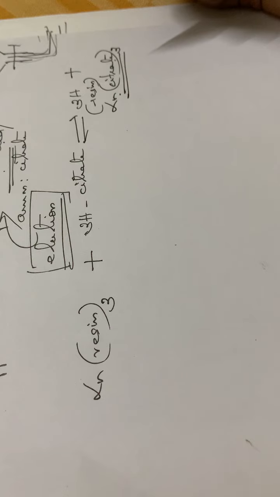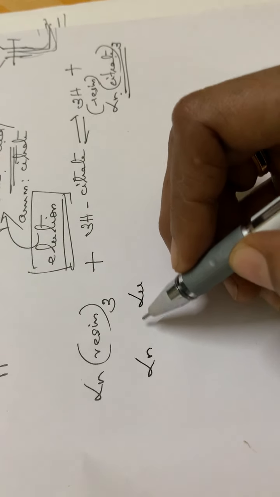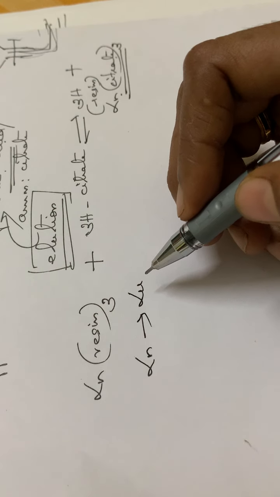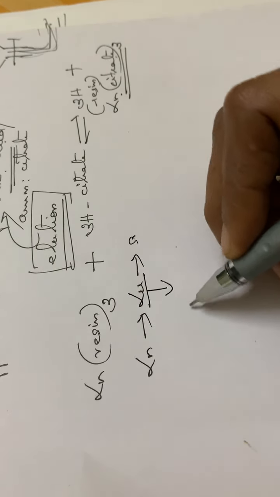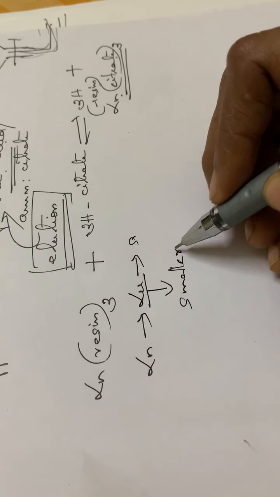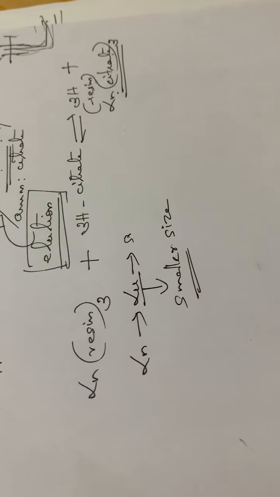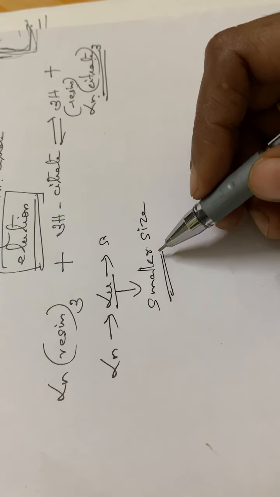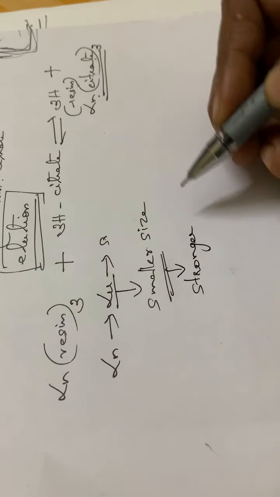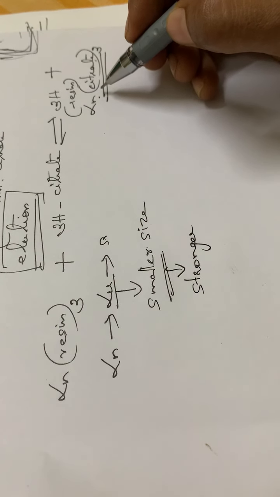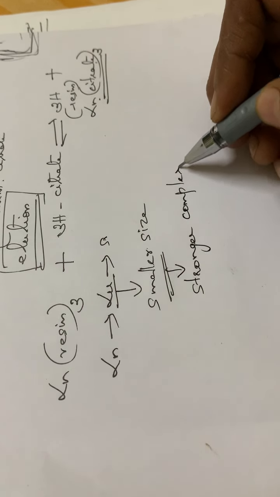Also see, for the lanthanide ions from lanthanum to lutetium, the ionic size is varying, isn't it? Lutetium has a smaller size, and since a smaller size ion can form stronger complexes, the lutetium citrate complex will be a stronger one, isn't it? A stronger complex can be formed.